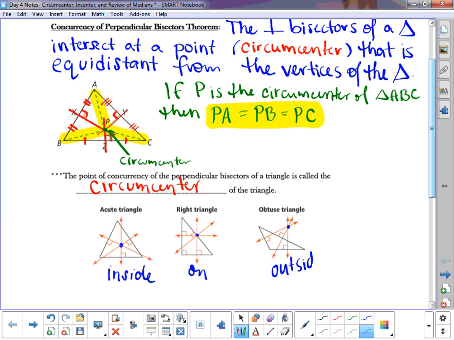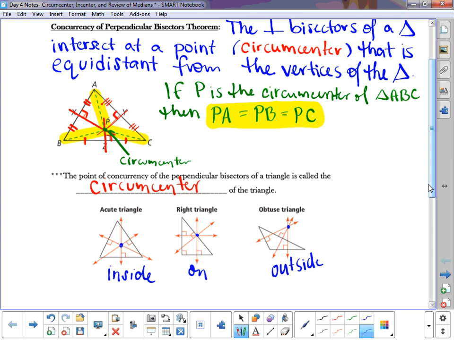This is true for each of these categories. Regardless of what kind of acute triangle I have, my circumcenter will always be inside. Regardless of what kind of right triangle, my circumcenter will always lie on it, and regardless of what type of obtuse, it will always lie outside. So my circumcenter could be in, out, or on my triangle, depending on what type of triangle I have. Alright, questions with this information so far?